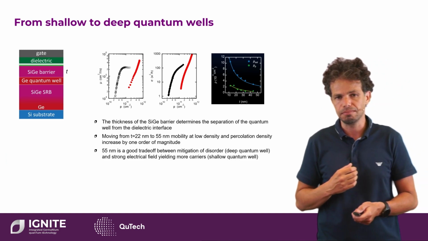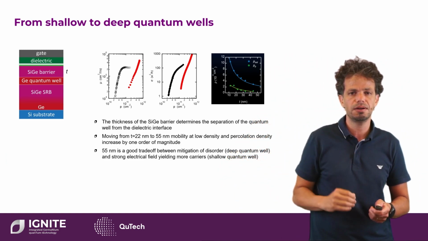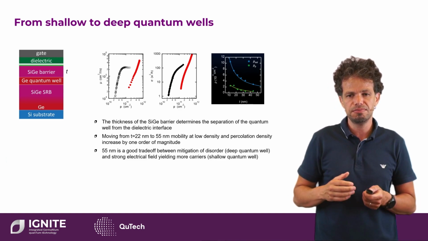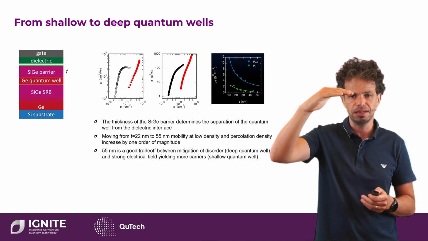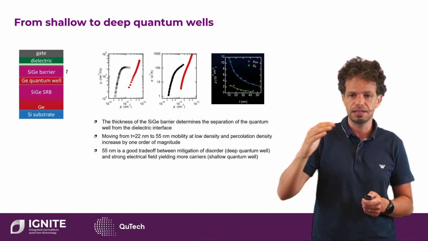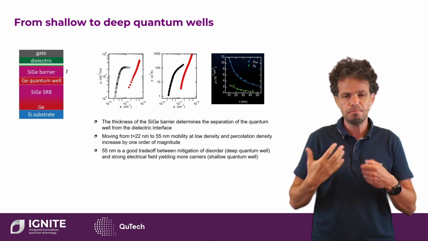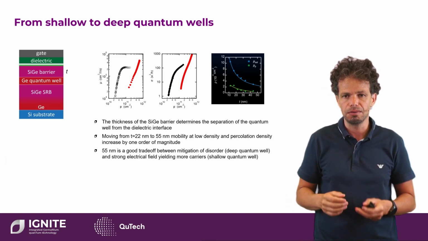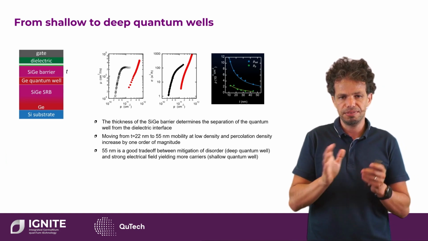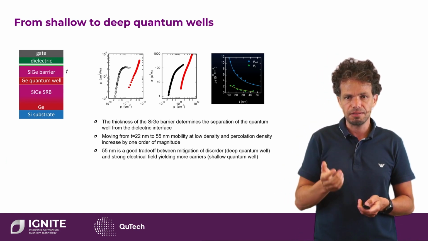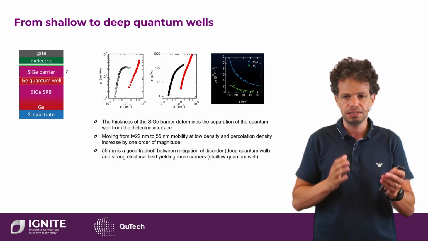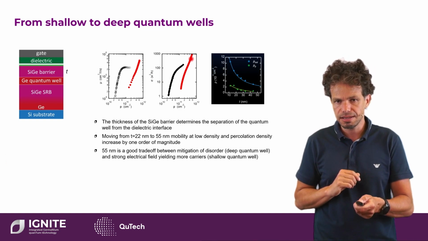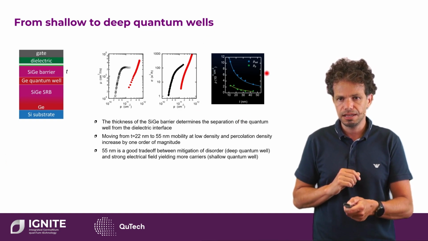Now, this is very important because by positioning the quantum well at around 50 to 60 nanometers, we get a good trade-off between mitigating the disorder from the oxide interface, so having a deep quantum well, and the ability to impart a strong electric field to better shape our quantum dots. So let's say that 50 to 60 nanometers is found in experiment to be a good trade-off between disorder and stronger confinement.